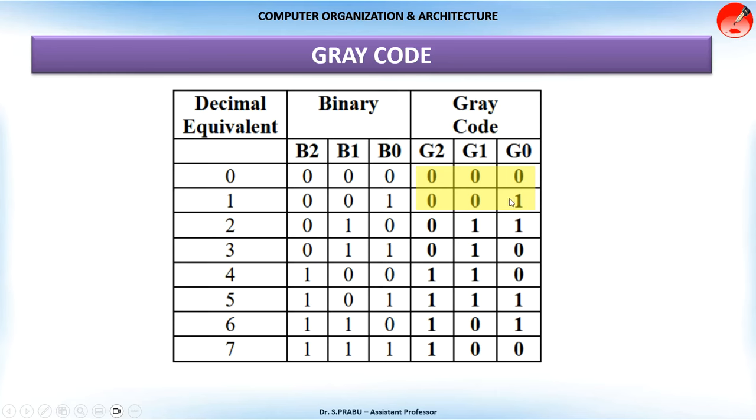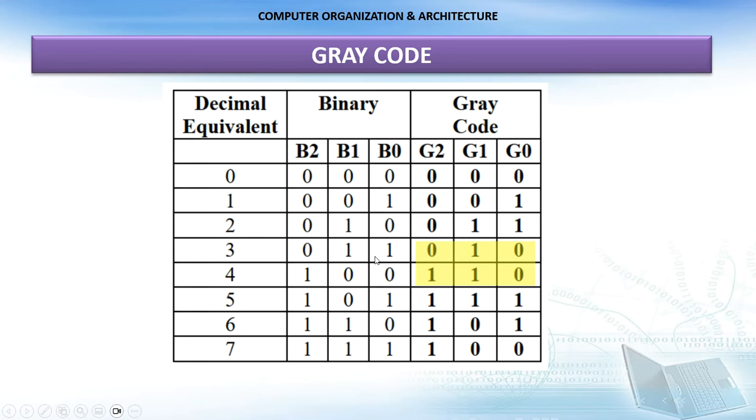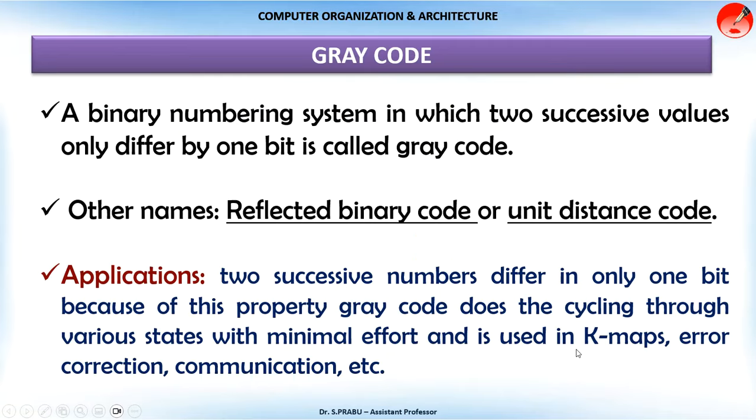In the same way, you can compare the second and third numbers. 0 0 is the same, 1 1 is the same, 0 and 1. So these two successive numbers differ only by this bit. But in the case of binary numbers, this property is not available. Applying this quality can be helpful for identifying K-maps, error detection and correction, and different communication mechanisms. So gray code is otherwise called reflected binary code or unit distance code.